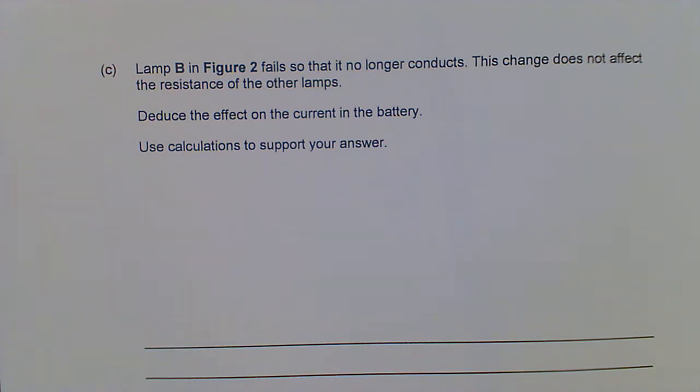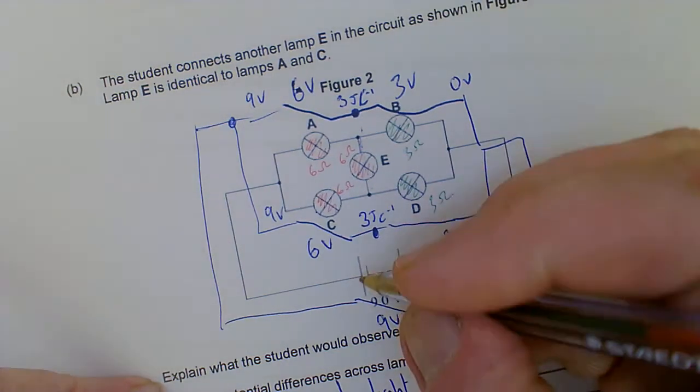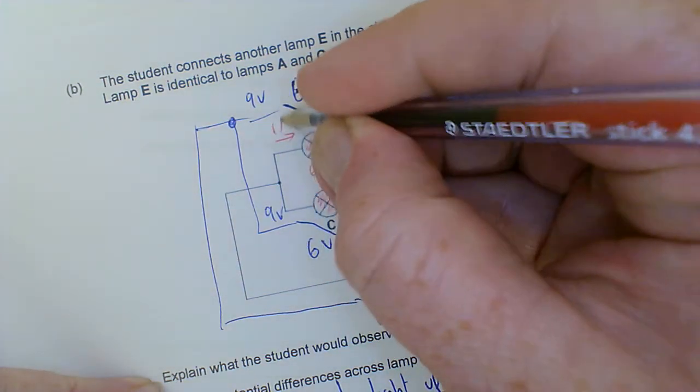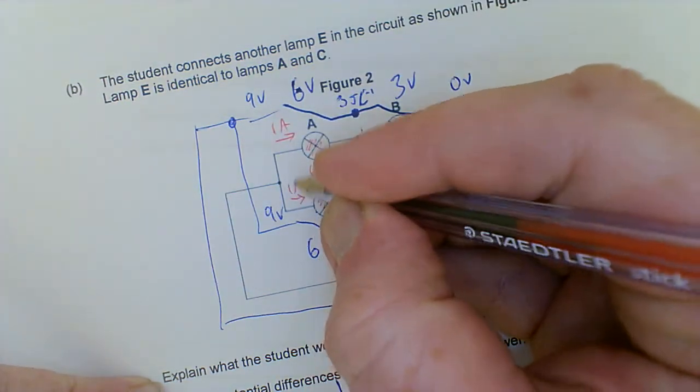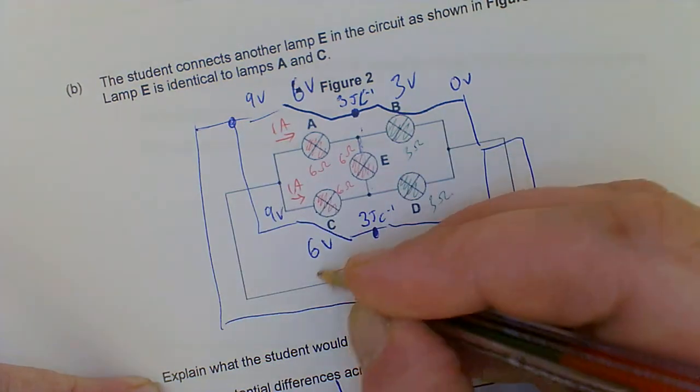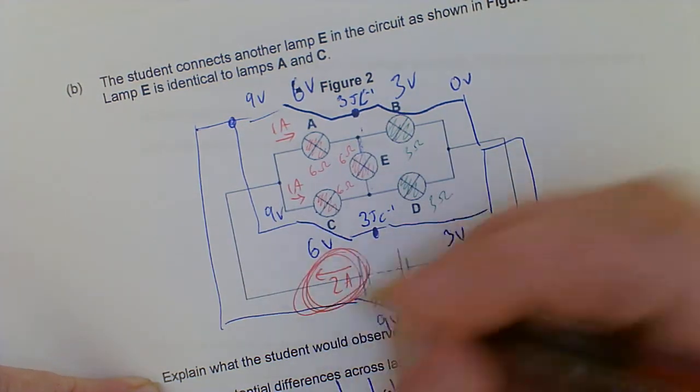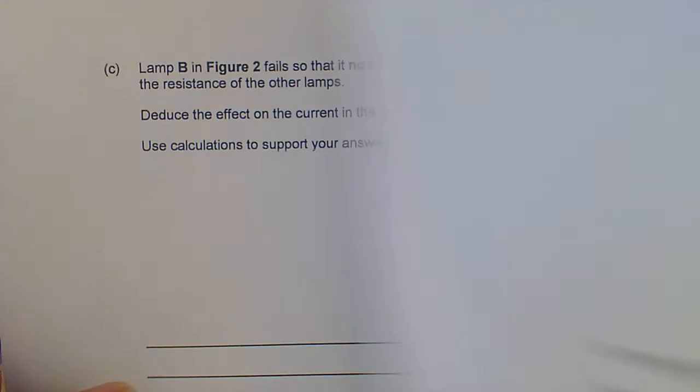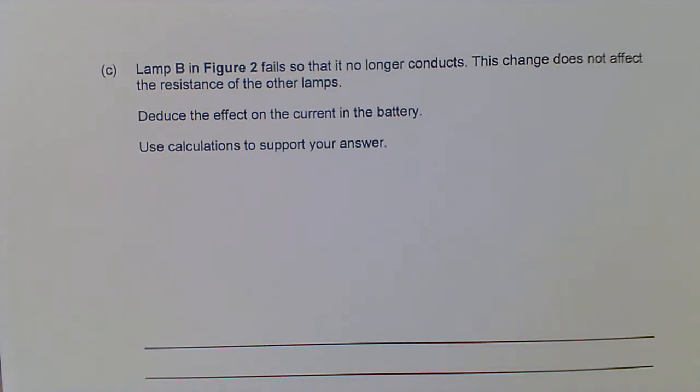Right. What current did we initially have? So if we go to this circuit here, we knew we had 1 amp up here and 1 amp here, which means that the current in the battery is 2 amps. Right, so we're going to put a pin in that. We knew we had 2 amps before.